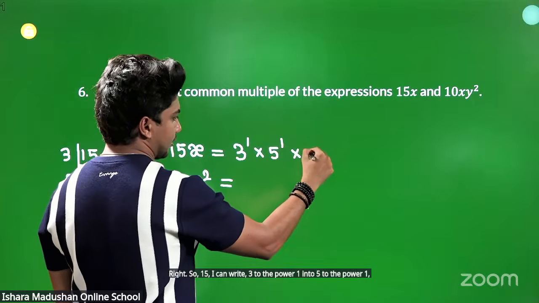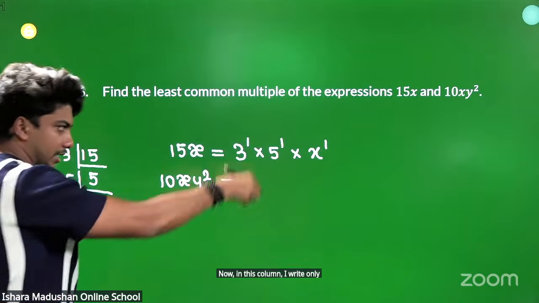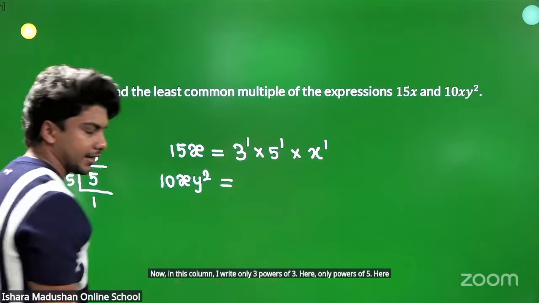Then there is a x. So x to the power 1. Now in this column I write only powers of 3. Here only powers of 5. Here only powers of x.